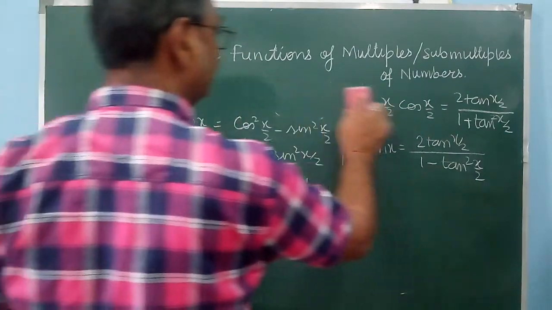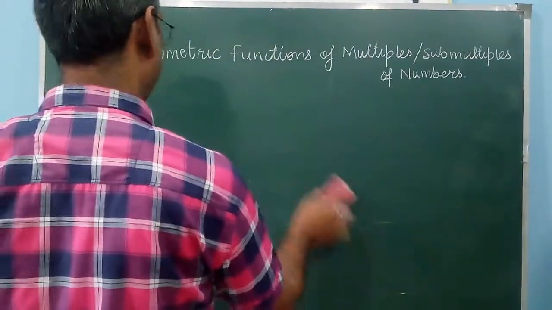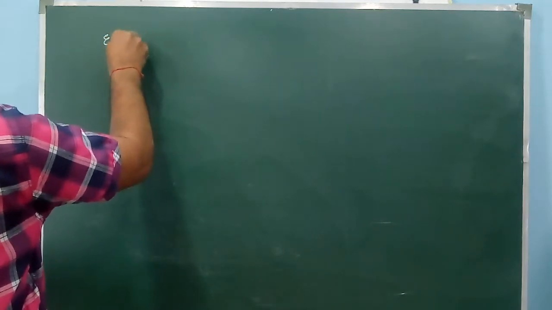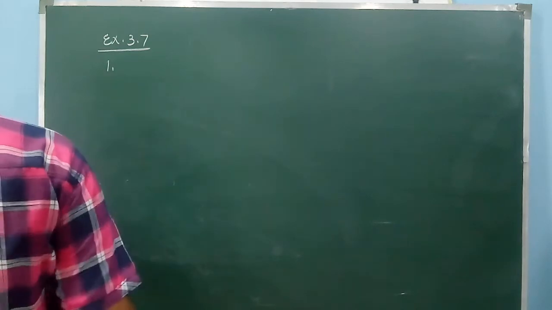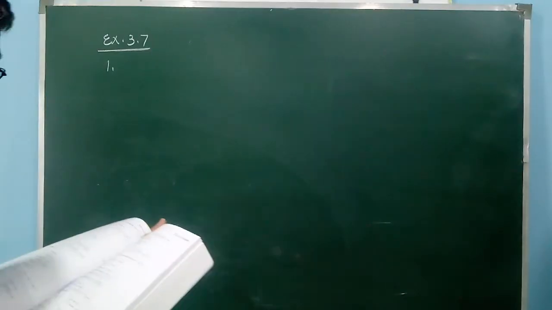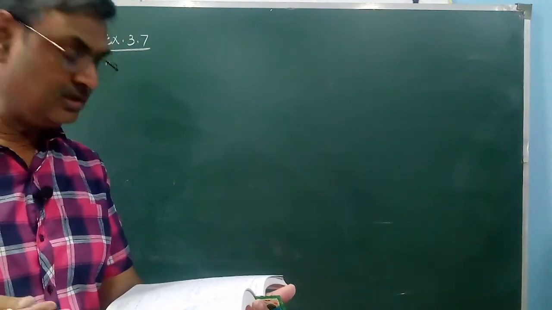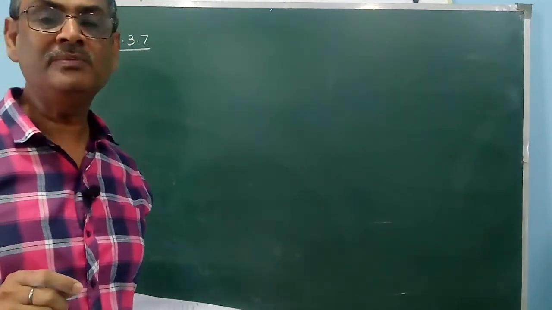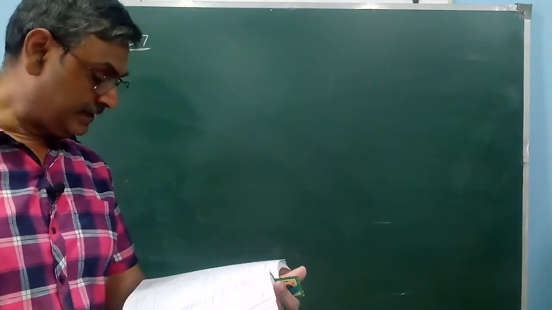Now we will be starting the exercise by using these formulae. A little fast we will be. This is exercise 3.7. First question. From question number 1 to 5, just you have to expand the terms. Sin x, cos 2x it is there. Write the formula, put the values, you will be getting the answer. So 1 to 5 I will not do, you have to do it. If you will be finding problem, you ask.